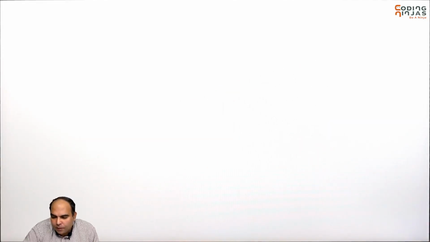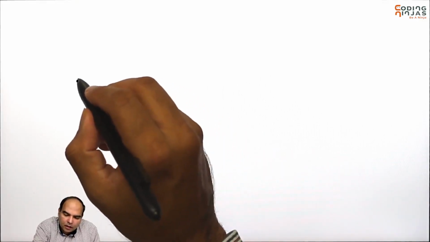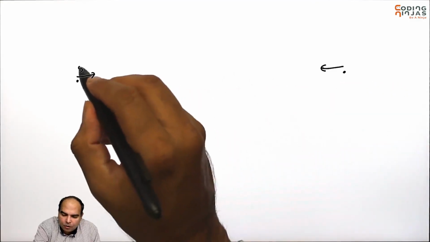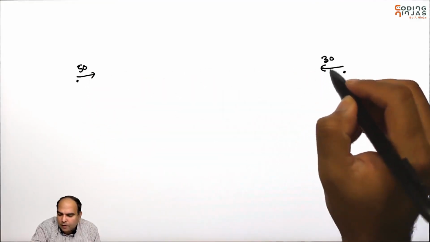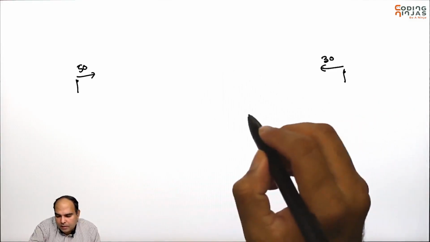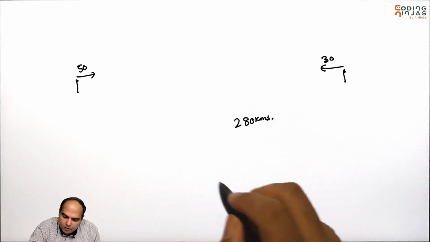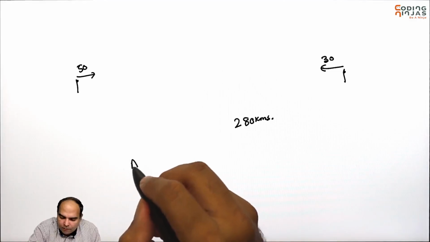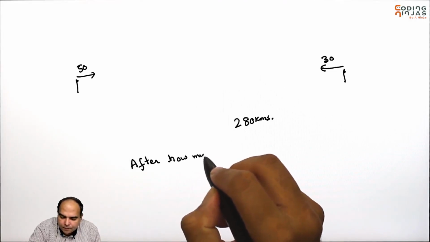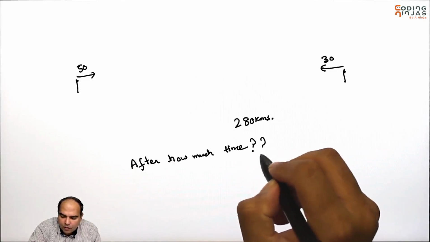So a typical question on relative speed could be that let's say there are two cars moving towards each other at 50 kilometers per hour and 30 kilometers per hour, and the initial distance between them is 280 kilometers. So typical question, after how much time would they meet?